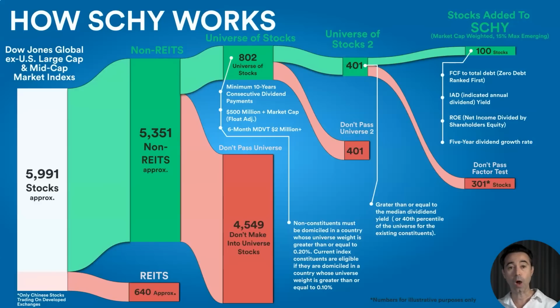Now, if we look at SCHY, we're looking at the same thing. On the left side, you can go with the Dow Jones Global XUS Large Cap and Mid Cap Market Indexes, and there are 5,991 eligible stocks in those indexes that we can look at here, and how these screen out to get to the fact that you only have 100 stocks left.